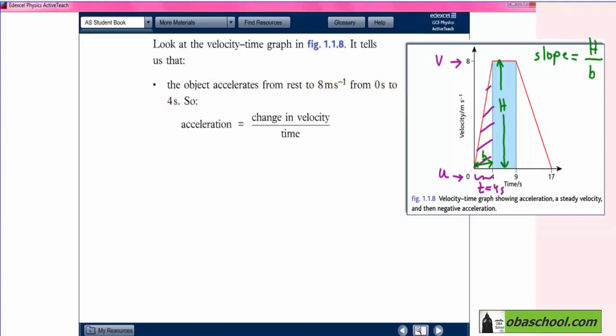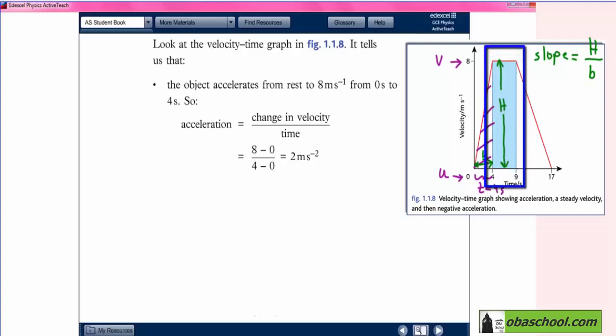Or we can get the acceleration using the acceleration equation that is equal to change in velocity over time, which is equal to v minus u over t, equal to 8 minus 0 over 4 minus 0, and the final answer is 2 meters per second square. 4 here is time 2, and 0 is the time that the object started moving. Here we notice that the acceleration is uniform.